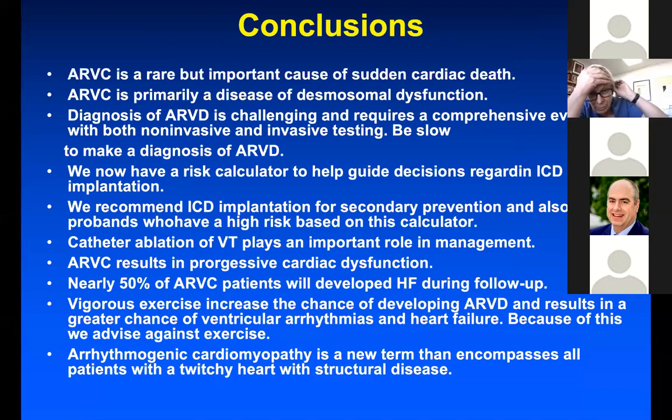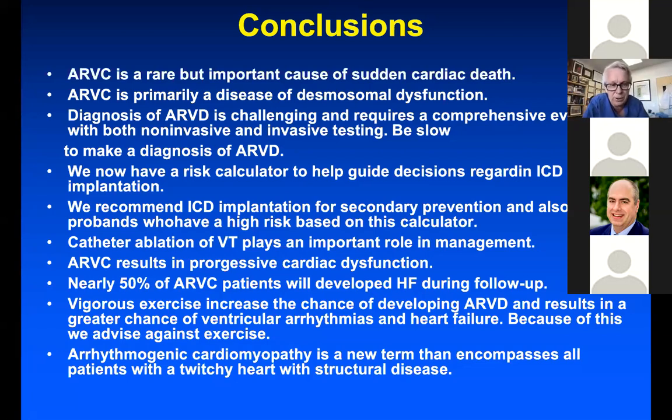So ARVD is a rare disease, but it causes more sudden death than hypertrophic cardiomyopathy. It's a disease of desmosomal dysfunction. Making the diagnosis is challenging. You have to evaluate these patients carefully with non-invasive and invasive testing. We have a risk calculator to help guide decisions about defibrillator implantation, but family members are much less likely to need a defibrillator. Catheter ablation is important, but it's not curative. It's palliative.